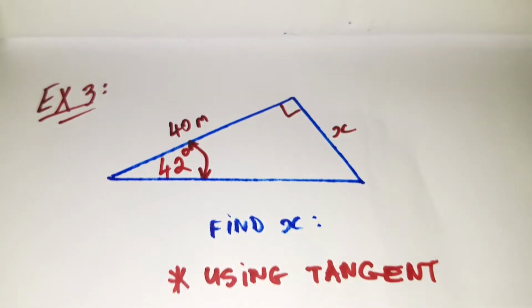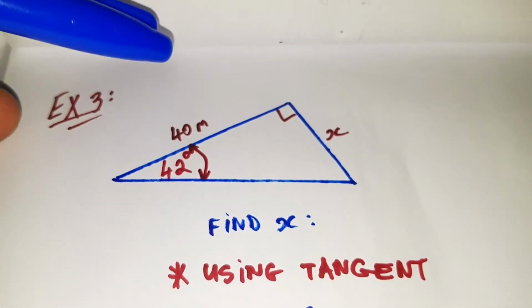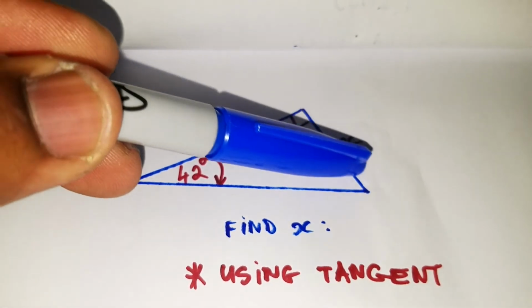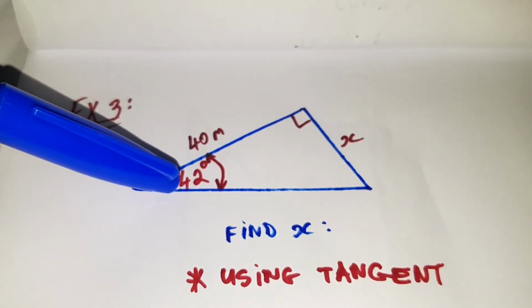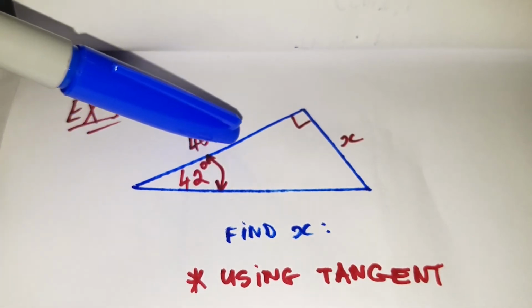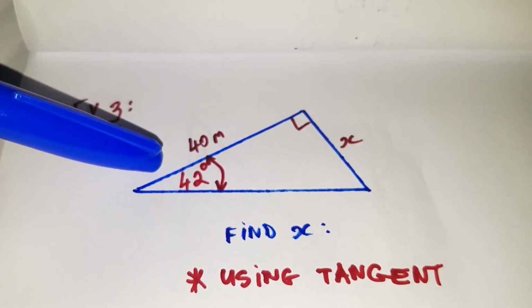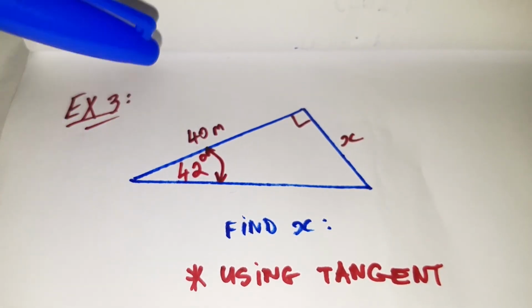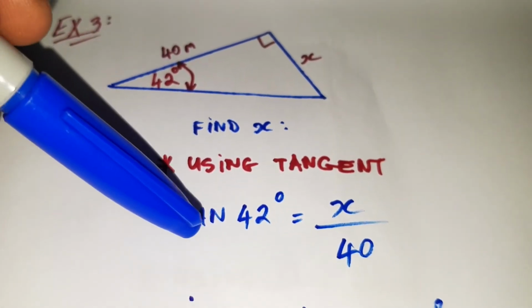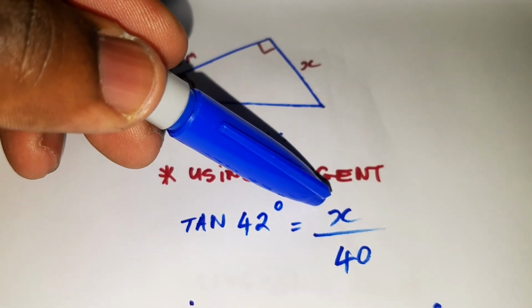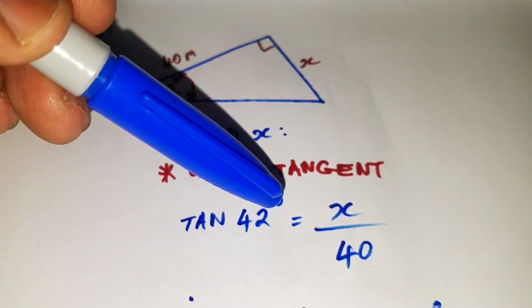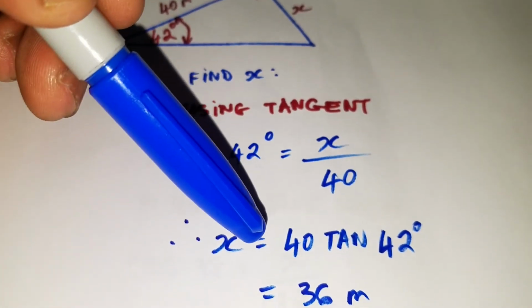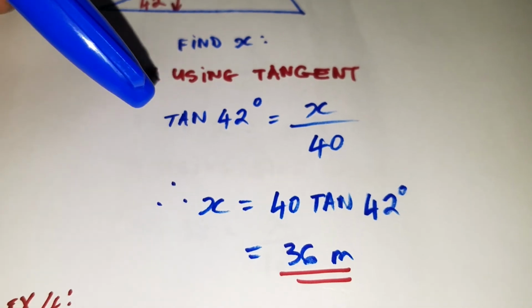Now, in our next example, we have another right angle triangle, and we have X right here, which is opposite to the reference angle 42, and 40 meters, this line right here, would be the adjacent to 42. So we have the opposite and the adjacent, so that would be tangent. So the tangent of 42 must be equal to the opposite X divided by the adjacent. So therefore, X must be equal to 40 times tan 42, and that will give us 36 meters.